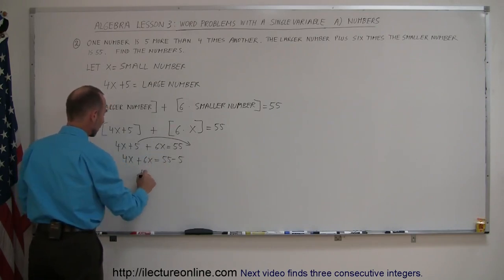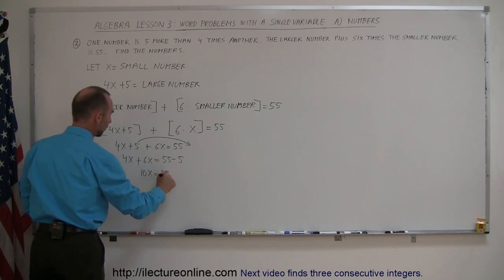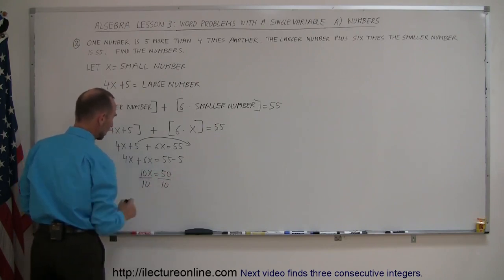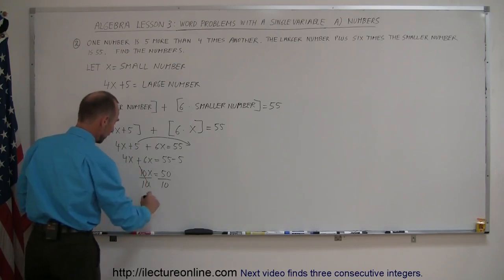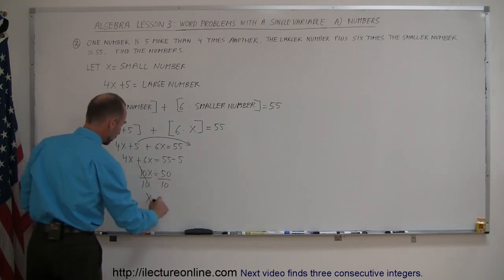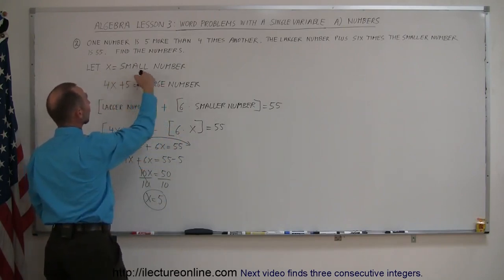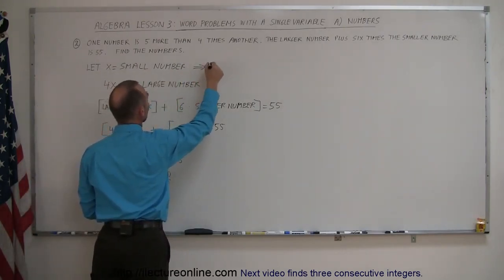And so we end up with 10x equals 50, and then we divide both sides of the equation by the numerical coefficient in front of the x. The 10's cancel out. We have x equals 50 divided by 10, which is 5. So going back up here, since x equals the small number, that's then equal to 5.